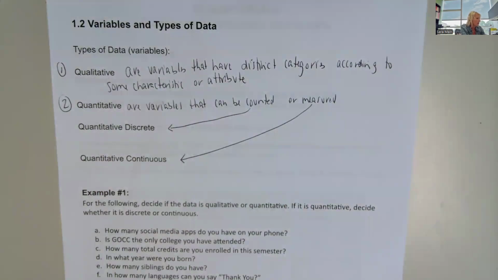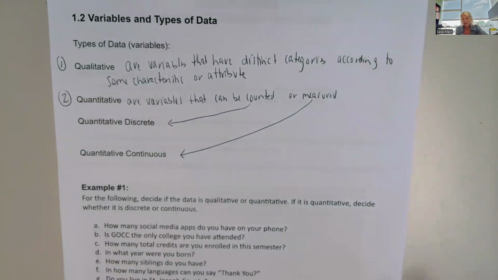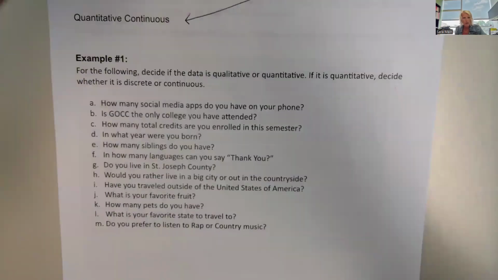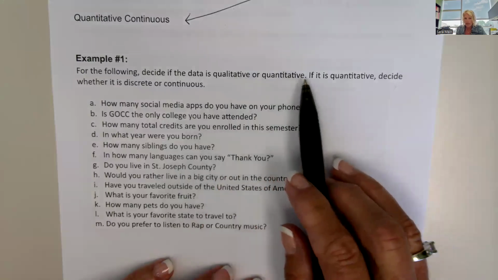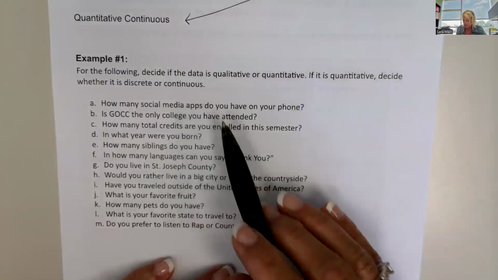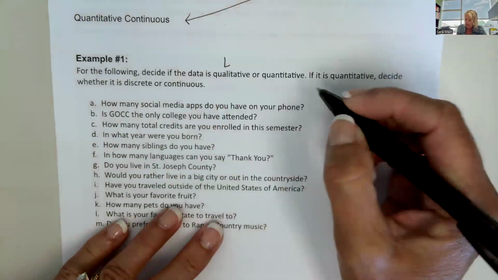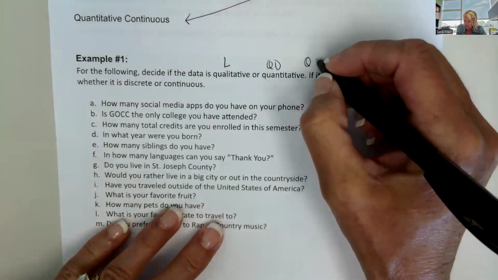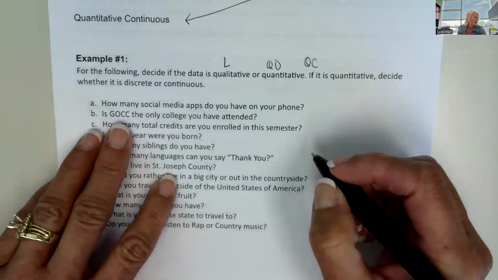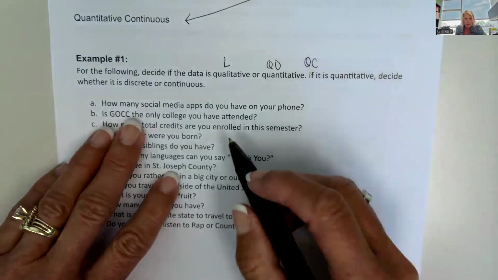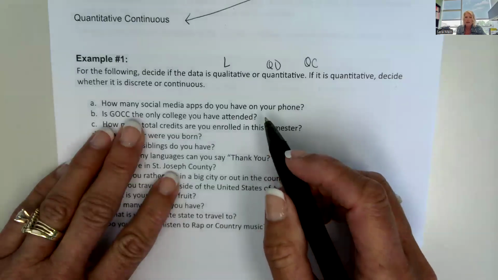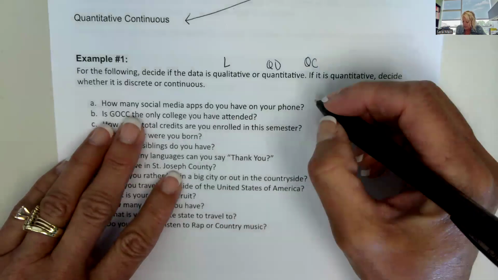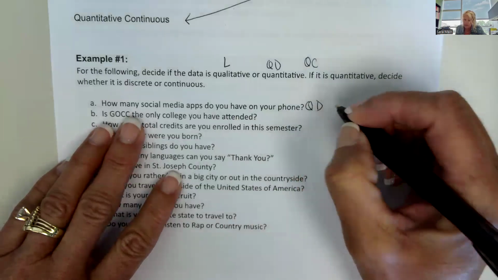And then let's go ahead to example 1 here and just go over differences. So we're going to go over these and we're going to decide if they're qualitative or quantitative. If it's quantitative, decide whether it's discrete or continuous. So I'm going to do an L for qualitative, and then QD for quantitative discrete, and QC for quantitative continuous. So how many social media apps do you have on your phone? It's countable. You can't have part of an app. So that is going to be quantitative discrete.